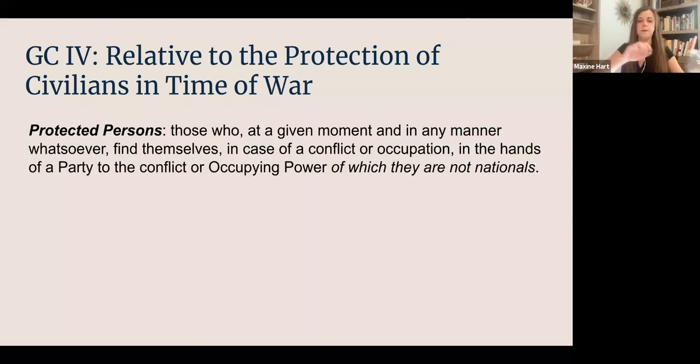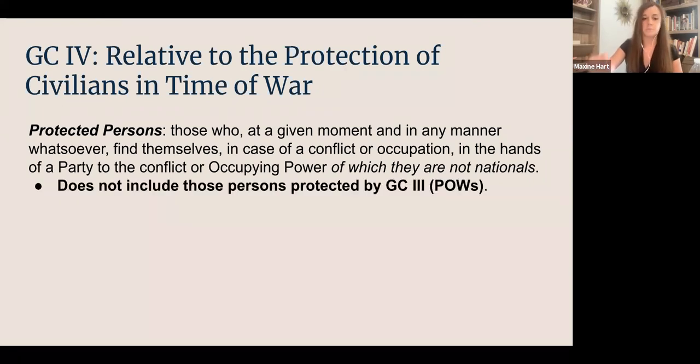So the second category is covered by the Fourth Geneva Convention, which is relative to the protection of civilians in times of war. It defines protected persons broadly as those who at a given moment and in any manner whatsoever find themselves, in case of a conflict or occupation, in the hands of a party to the conflict or occupying power of which they are not nationals. It expressly does not include anyone who's protected by the Third Geneva Convention, so anyone who qualifies for POW status.